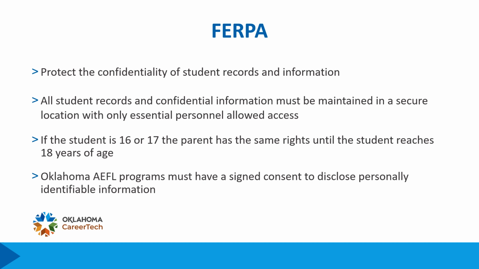Also, it's important to pay close attention to student age. If you're working with an adult student, you need that student's written permission to provide others with their education information, including their parents. If the student is 16 or 17, you would need consent from the parent to release information. Oklahoma AEFL programs must have a signed consent to disclose personally identifiable information.